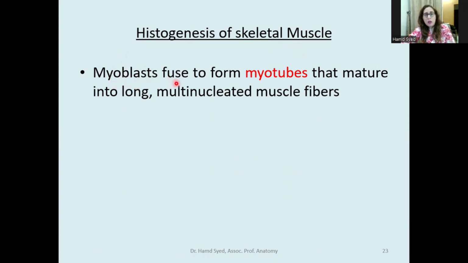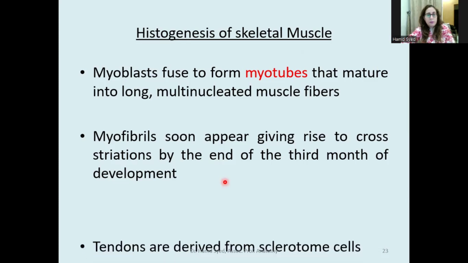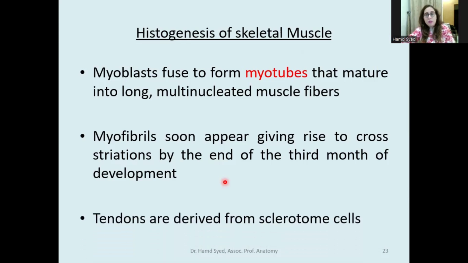Myoblasts will fuse to form myotubes. Myotubes will then mature into long multinucleated muscle fibers. Then the myofibrils will soon appear, giving rise to cross striations by the end of the third month of development. And tendons are derived from sclerotome cells.